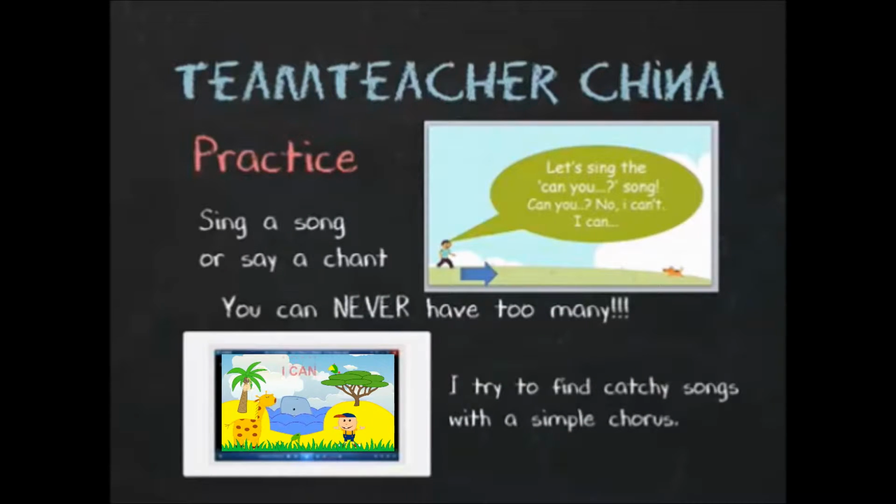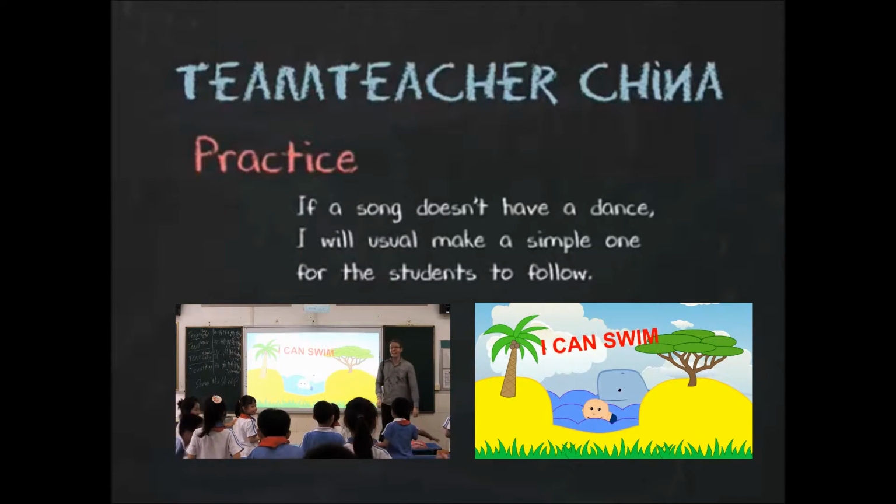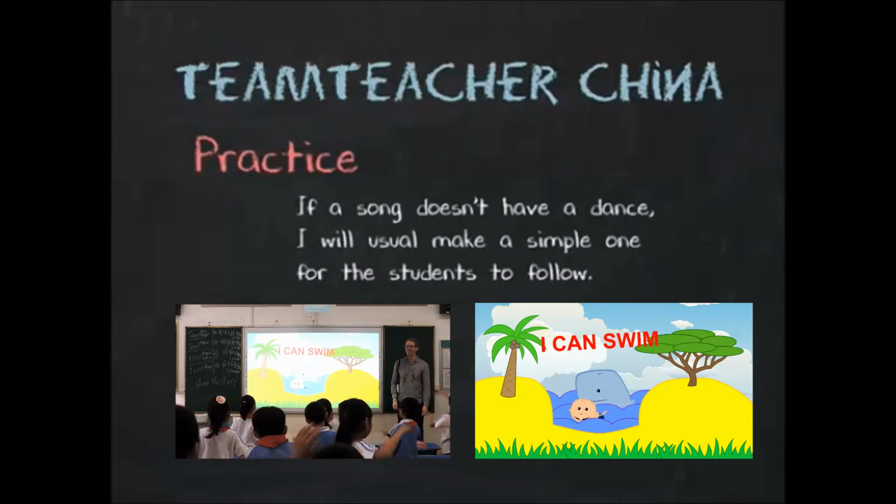Step 7. Practice with a second song or chant. When I choose songs, I look for ones with a catchy hook or chorus and a dance to accompany the song. If a song doesn't have a dance, I will usually make a simple one for the students to follow.